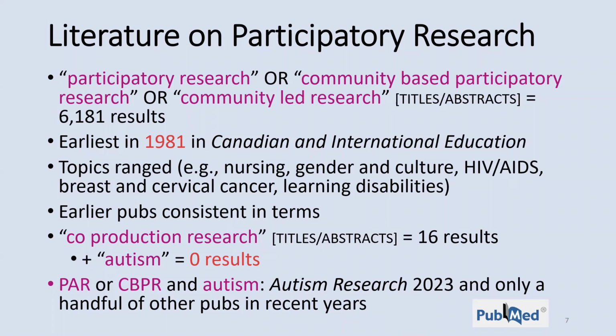When I did a similar search using the terms co-production research or co-production partnerships, the results yielded 16 publications, with the earliest in 2014. I didn't find any publications that included the terms co-production research and autism. So I went back to participatory research and CBPR and autism, and also included the terms autistic and ASD.